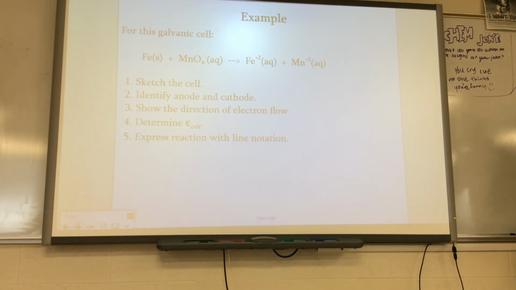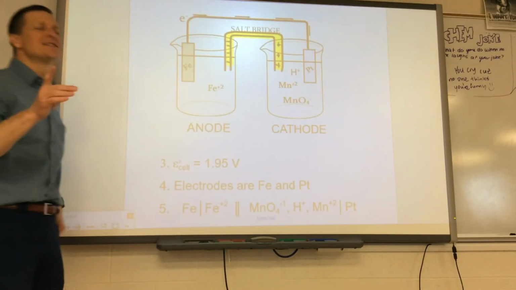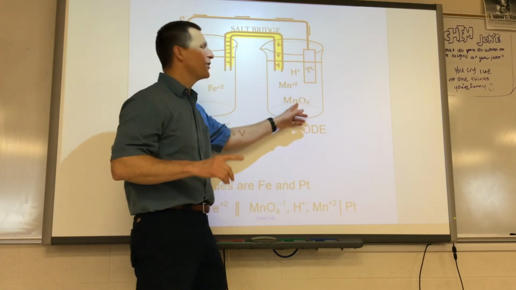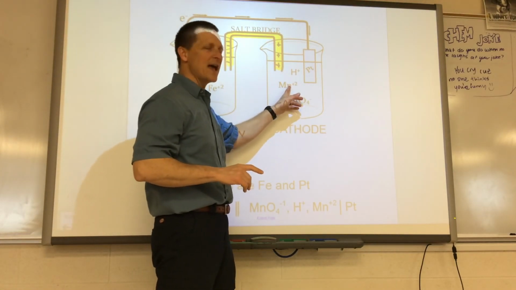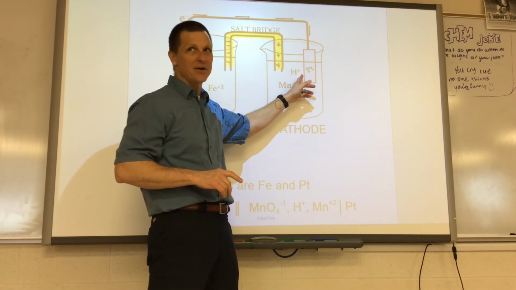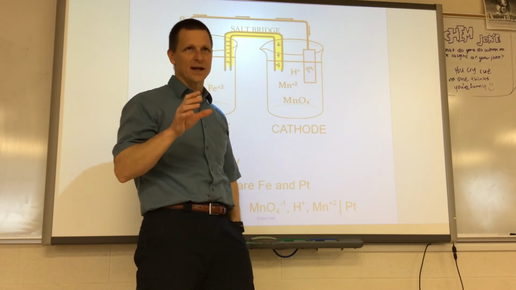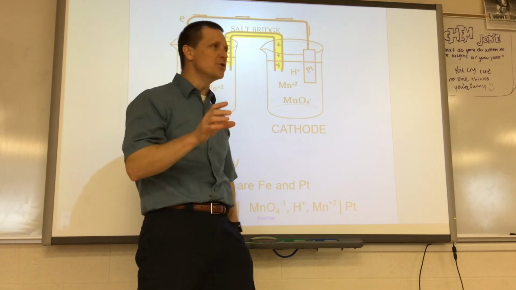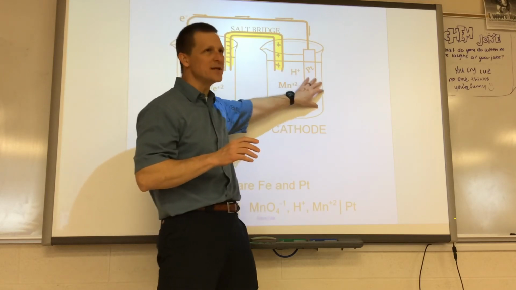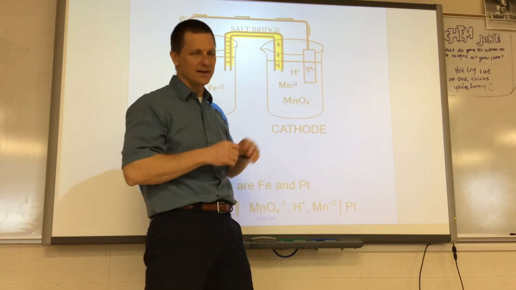Okay, you ready for it? The thing that I suggested you would miss, in the cathode, you have permanganate reducing to Mn plus 2. You also need hydrogen ions in there. Did you have hydrogen ions? Look at your half reaction for the reduction of permanganate. It will not reduce without hydrogen ions. This side needs to be acidified. See how the half reaction has hydrogen ion in it? They need to be there.